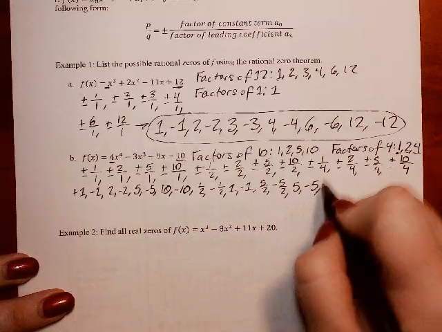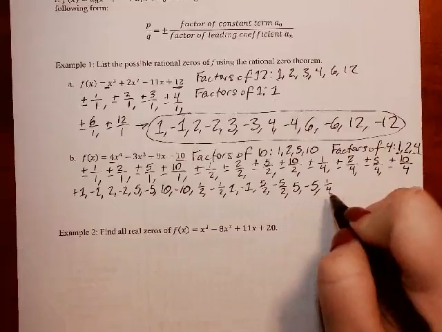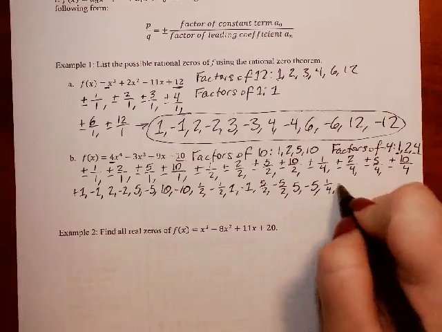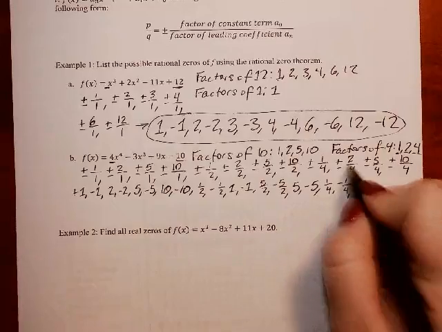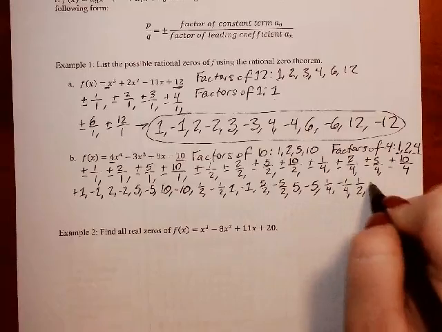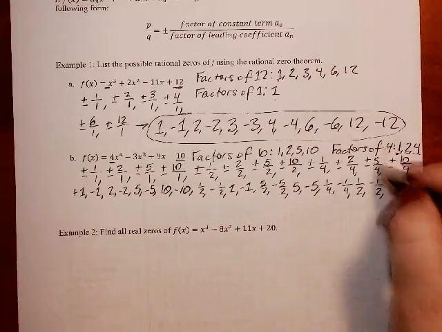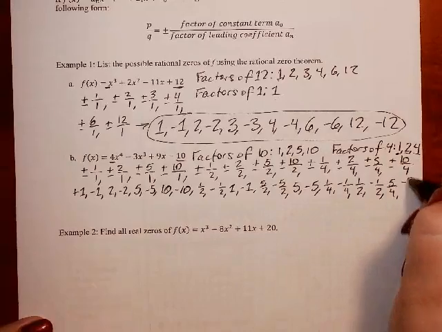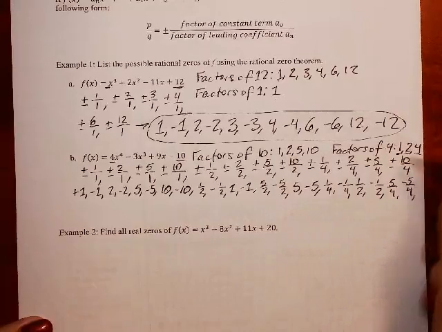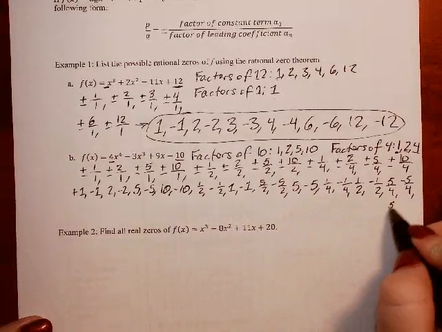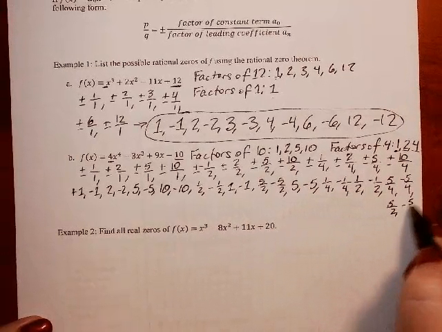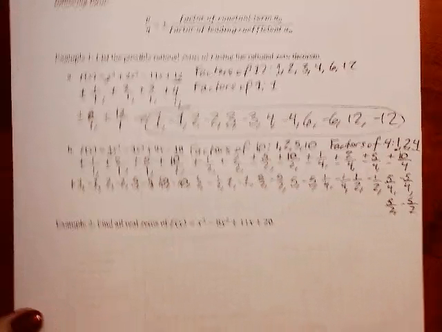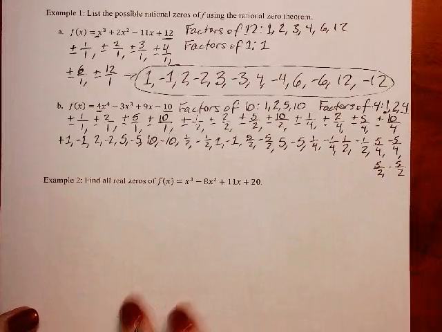This one doesn't simplify, so 1 over 4 and negative 1 over 4. This one simplifies to 1 over 2 and negative 1 over 2. This one doesn't simplify, so 5 over 4, negative 5 over 4, and then this one simplifies to 5 over 2 and negative 5 over 2. So now I'm going to go through and cross out any repeats.